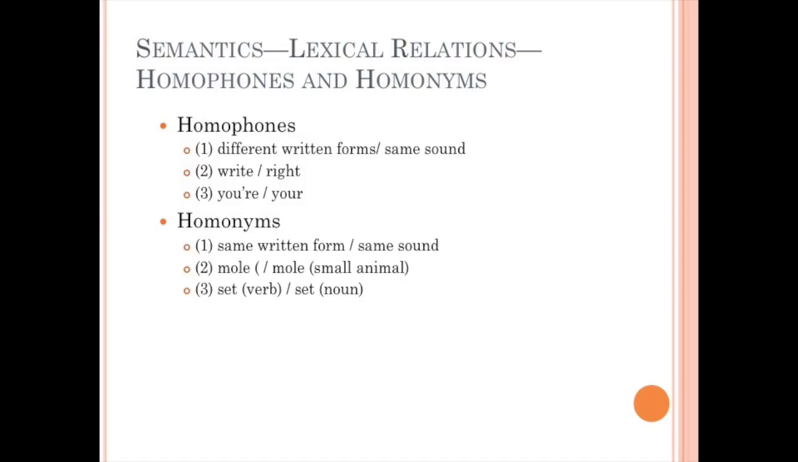Now homonyms have the same written form and the same sound. So a mole could be a mole on your skin, or it could be a small animal. We can set something down on a table, but we could also buy a set of books or CDs.